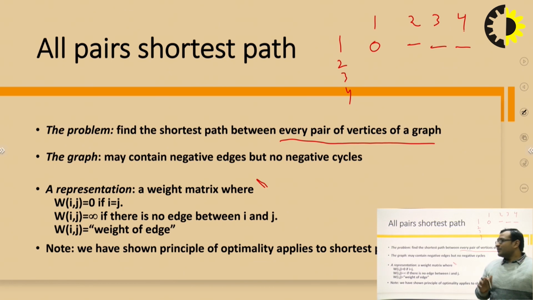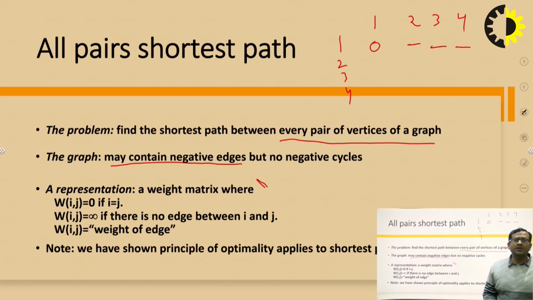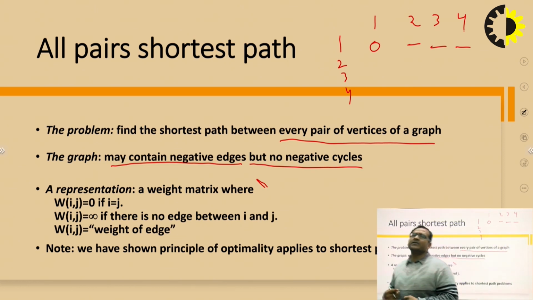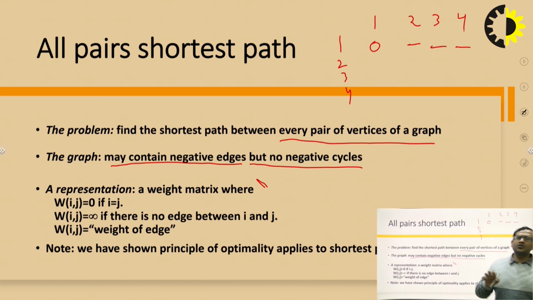What is the precondition? It should be applied on a graph, and it may contain negative edges. It may have positive or negative edges, no problem at all, but no negative cycle. If the graph has a negative cycle, the first step is to remove the negative cycle, and after that you can solve it. If there is a negative cycle, you can't apply the Floyd Warshall algorithm on that graph.